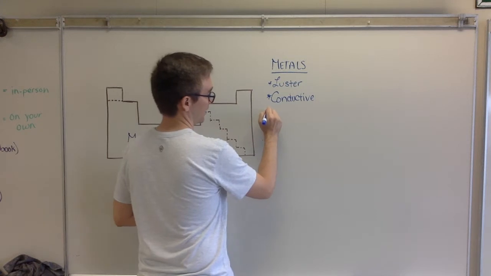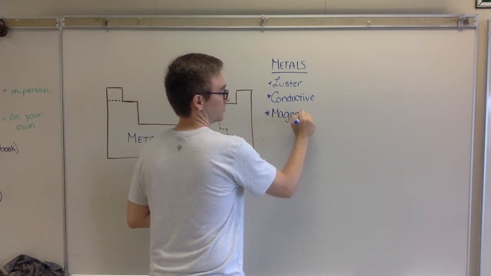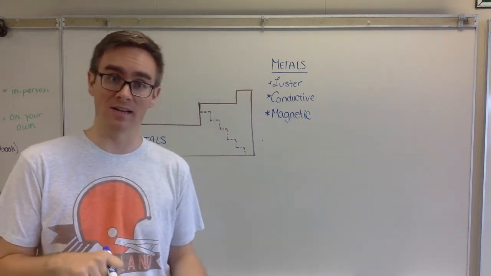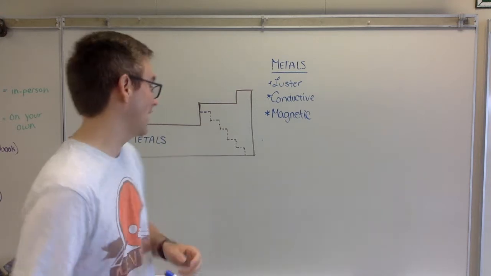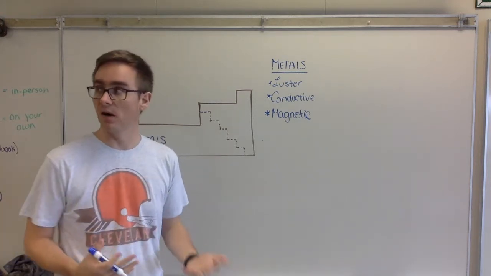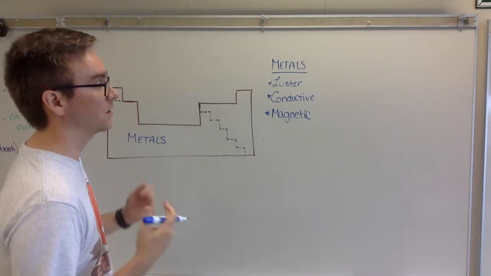All right, they are typically magnetic. Again, some are more magnetic than others, but they have varying amounts of magnetism. You could put a magnet next to them, and they would stick to them. Gallium is pretty magnetic. All right, but there are some that are not quite as magnetic.